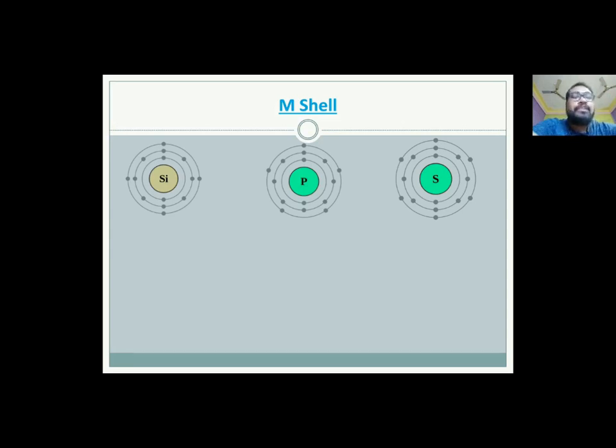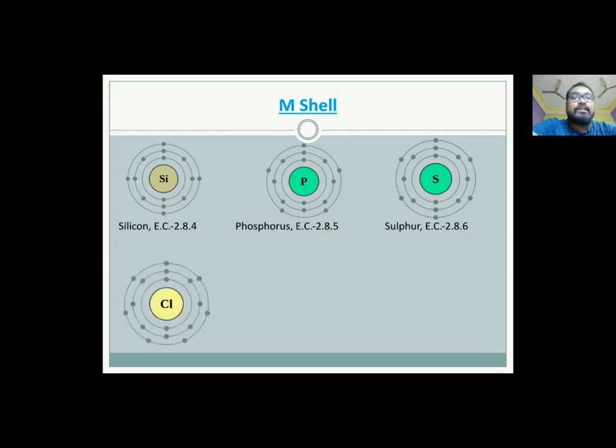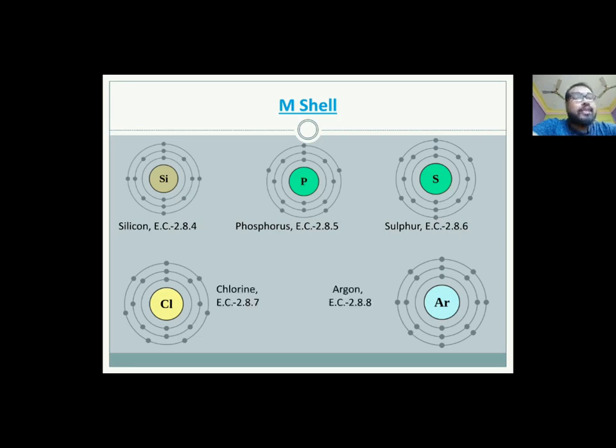So the electronic configuration of silicon is 2.8.4. Then for phosphorus the electronic configuration is 2.8.5, and for sulfur the electronic configuration is 2.8.6. Then we have chlorine, and the last argon. In chlorine there are 7 electrons in the outermost shell, and for argon there are 8 electrons in the outermost shell. So the electronic configuration for chlorine is 2.8.7, for argon is 2.8.8.